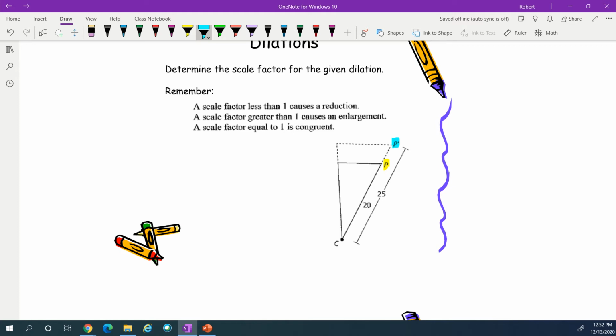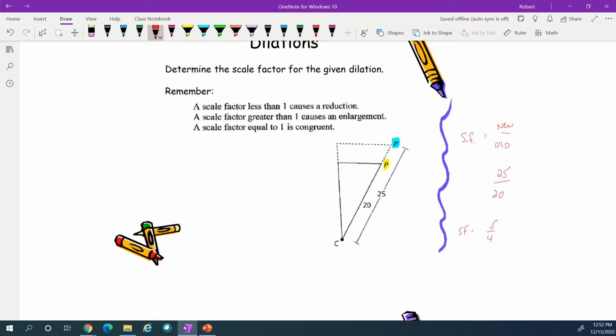So to find scale factor, we can have a simple formula that basically says new over old. So if we look at this example, the new length, CP prime, is 25. The old length of the segment, CP, is 20. Well, that gives us a scale factor of 5/4. That is an enlargement. The triangle got bigger.